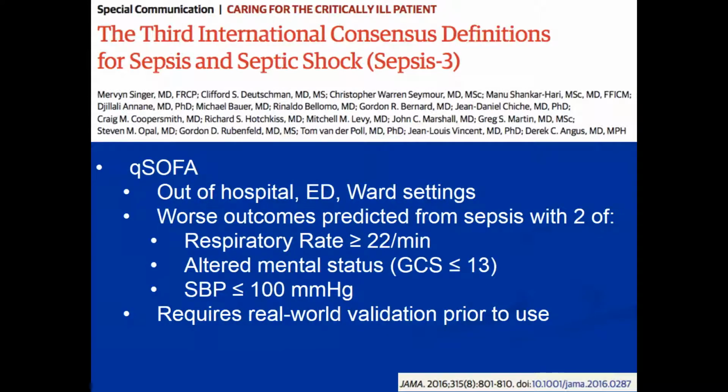Ree's talk. I'll mention just briefly another product of this consensus conference was the qSOFA, or the quick SOFA score, defined as indicating a concern for sepsis, meant to be used in out-of-hospital, emergency department, or ward settings, not in critically ill patients. And by this metric, worse outcomes were predicted from sepsis with 2 of the following: a respiratory rate that was elevated, altered mental status as indicated by a Glasgow Coma score less than or equal to 13, and hypotension as defined here.